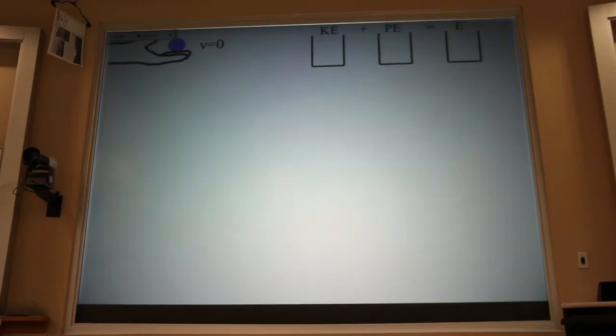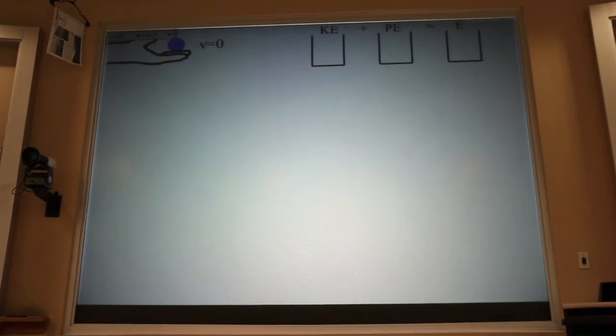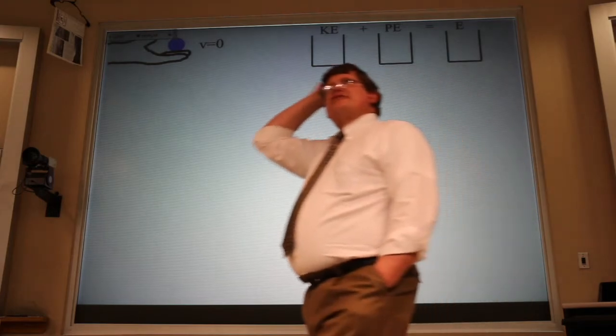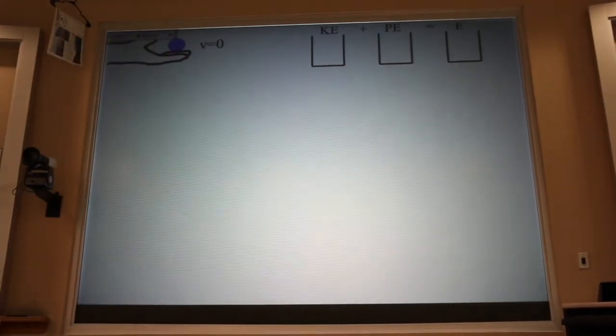We're going to start with a very simple example. The example is just dropping a ball and letting it speed up. Now you've noticed that I've got some buckets up there. And that's because energy is a scalar.